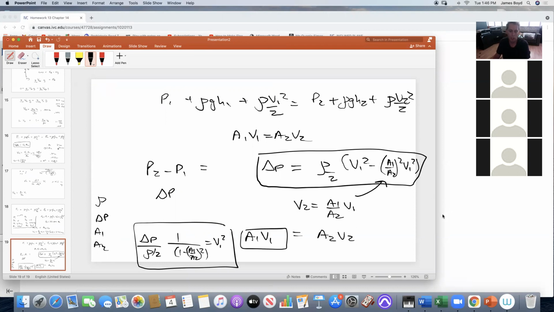That is your volume flow rate. If you multiply it by the density, that is your mass flow rate. So mass flow. Yeah, that's essentially the volume there.